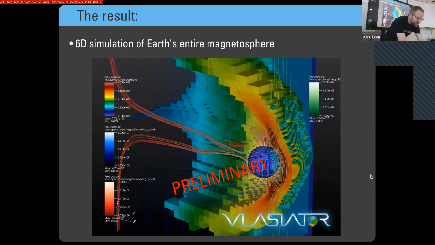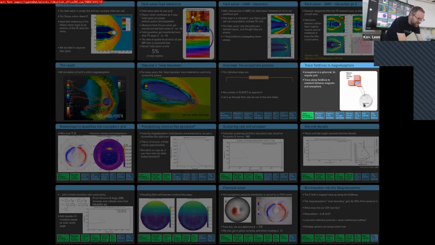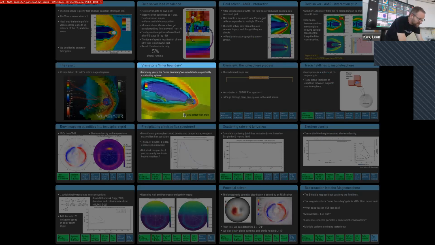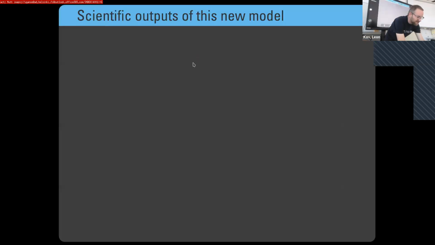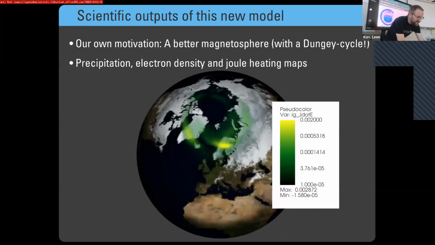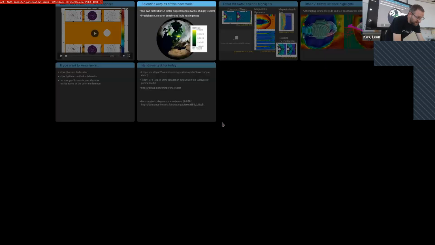The rest of this presentation then goes into the details of our inner boundary model and how we model the atmosphere and so on. I suppose that's not that interesting here because that's more atmospheric physics, these kinds of things. I showed this picture yesterday.